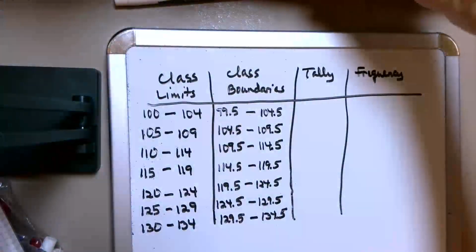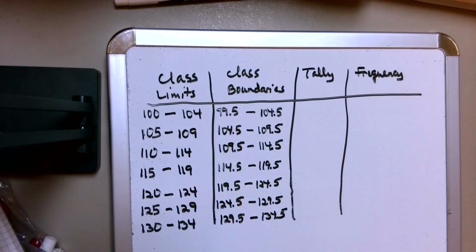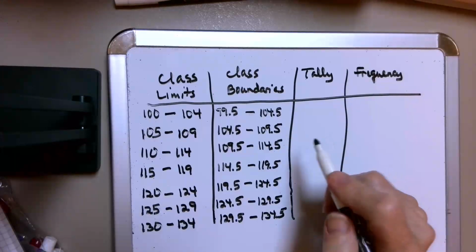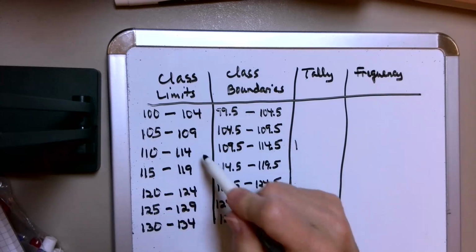So we're going to go back to the original data, and there's a lot of data there. So I'm just going to get started with the first row and do a tally from the first row. If we had gone through the whole process, we would go through all 50 data values, but I'll just go through the first row. So the first row, there's 112. Where does that go? In the third class, 110 to 114.